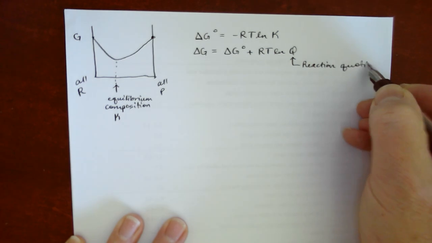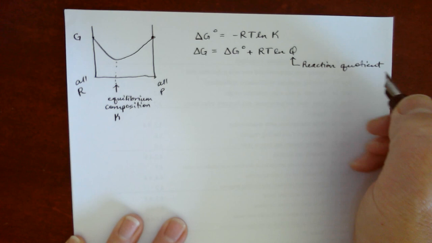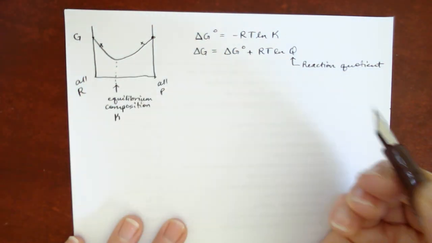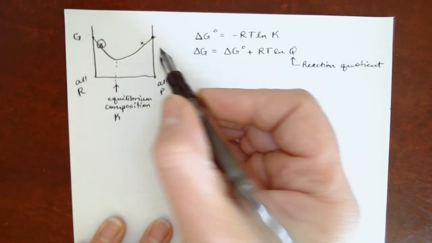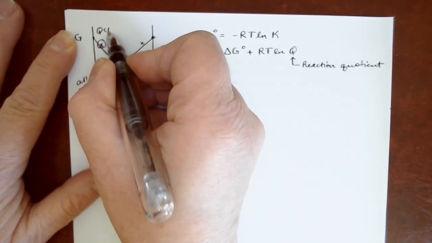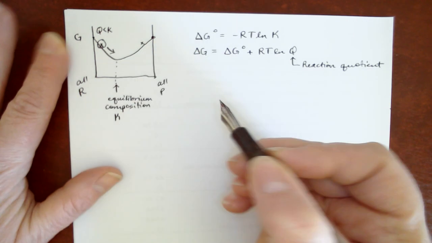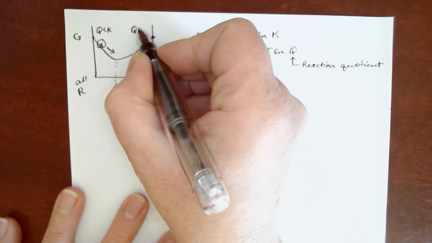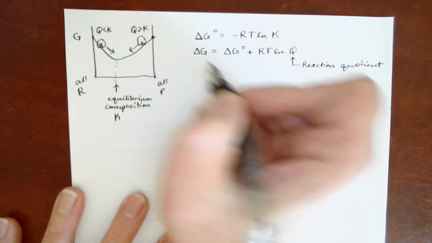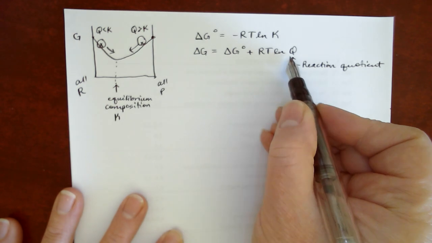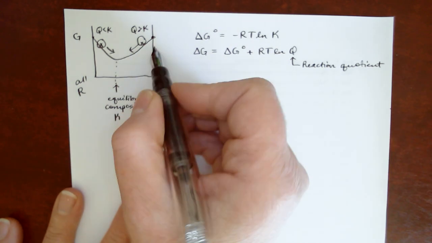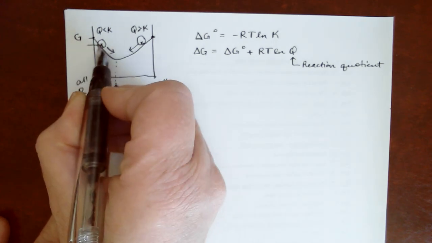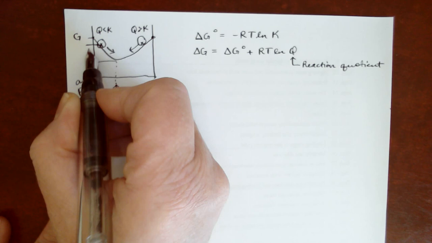And remember that the reaction quotient describes some composition that is either before equilibrium or after equilibrium. And so that means that if we've got Q less than K, then the reaction will go forward in the spontaneous direction here. And if we've got Q greater than K, then the spontaneous direction will be in the reverse. And that's what this equation right here describes. It is describing the Gibbs energy between where we are and where equilibrium is.